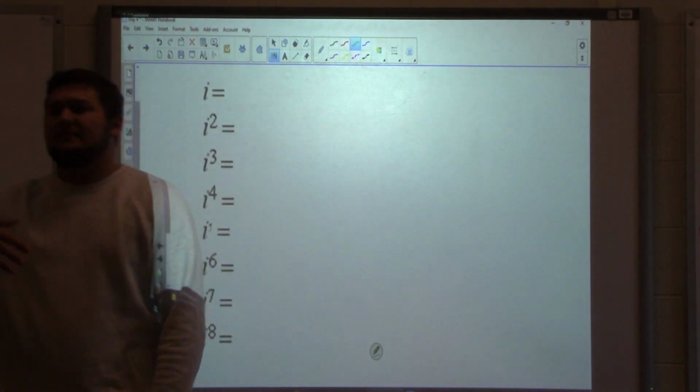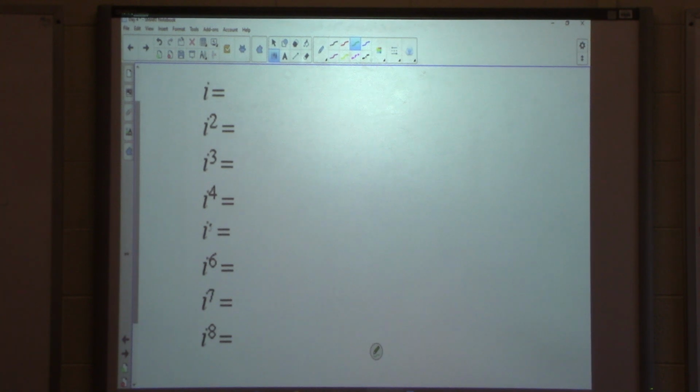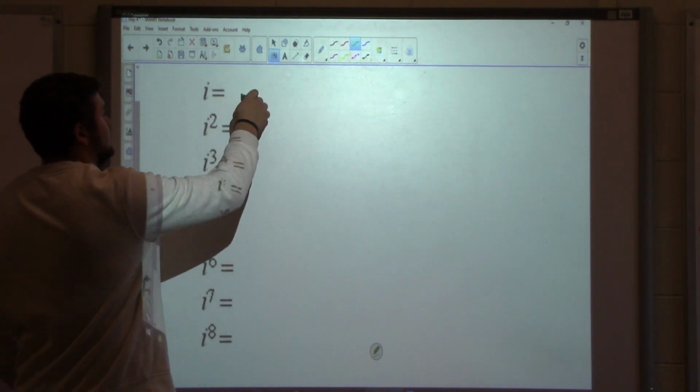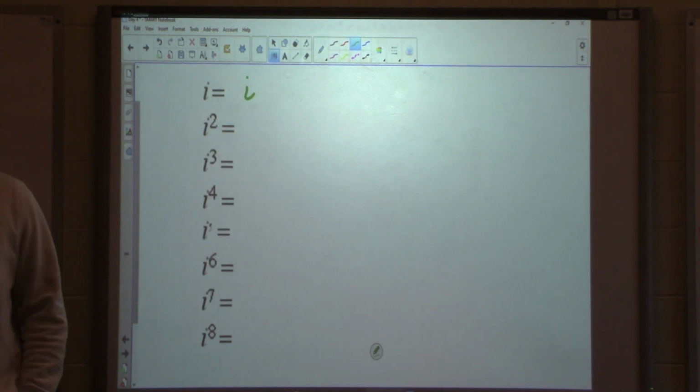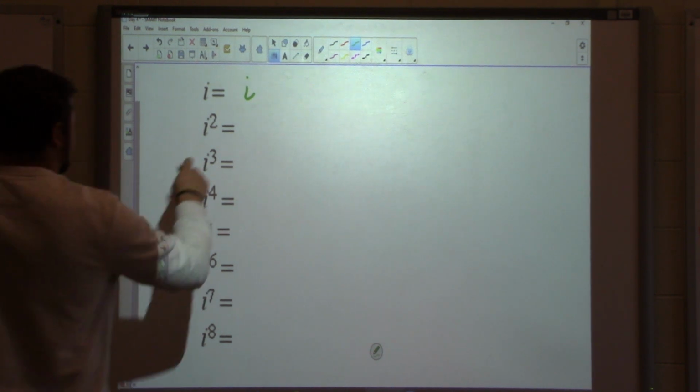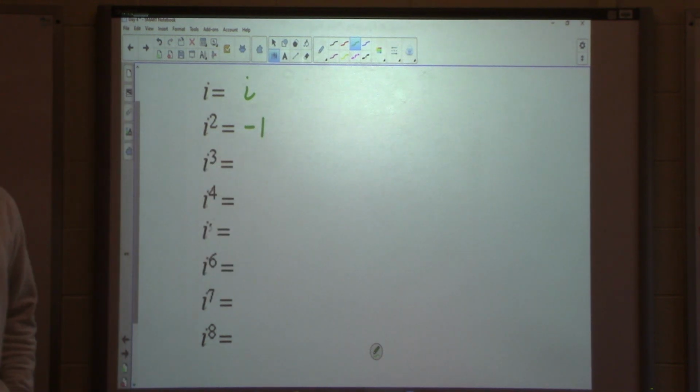If I have a problem and I have 8i, do I ever change i? No, I leave it as 8i, right? So i is going to equal i. It's pretty simple. We don't change it when we have a problem, so we're just going to leave it as i. Well, what does i squared equal? -1. If you can't answer that yet, we're in a lot of trouble. Alright? You need to know that.